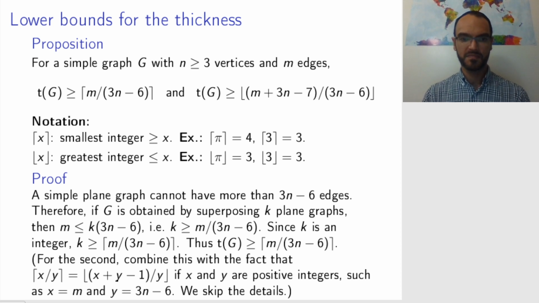But combining this and choosing x equal to m and y equal to 3n minus 6, you get from the first estimate the second estimate. You don't need to be careful here, because we're just assuming that n is greater than or equal to 3. So both these will be positive integers. So this gives an estimate for the thickness. You do not need to memorize this estimate by heart, but it's good to know that using formulas and theorems that we already know, you can give such estimates.